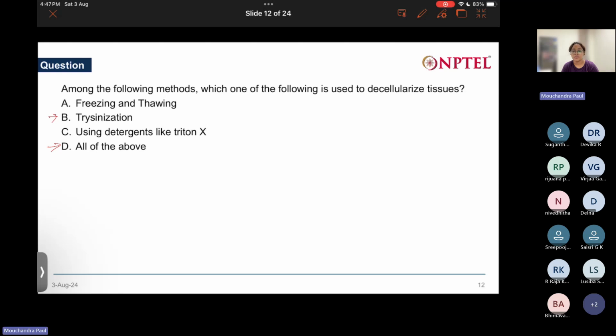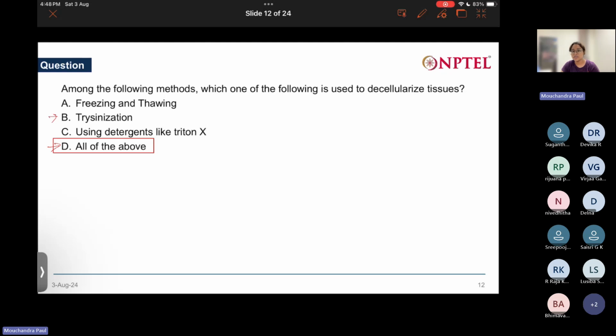Okay. So I'll assume that most of you think it's either B or D. Let's see what the correct answer is. The correct answer is D. In fact, all three options are methods used to decellularize a tissue.